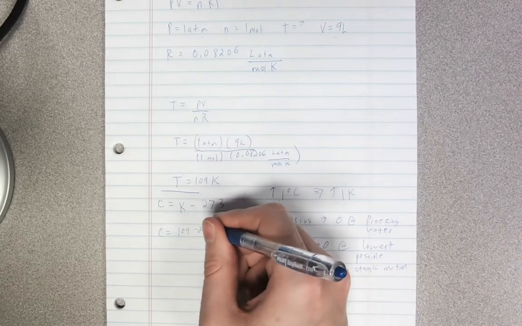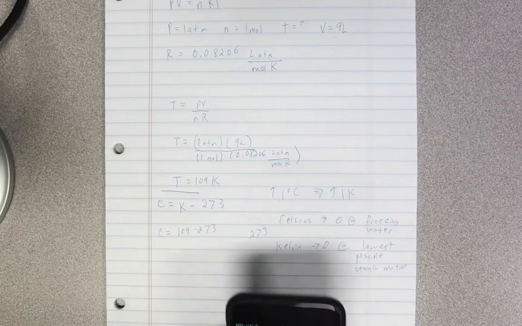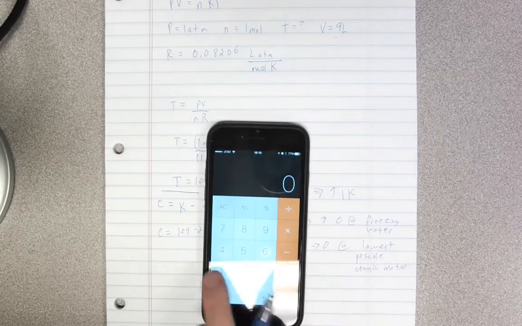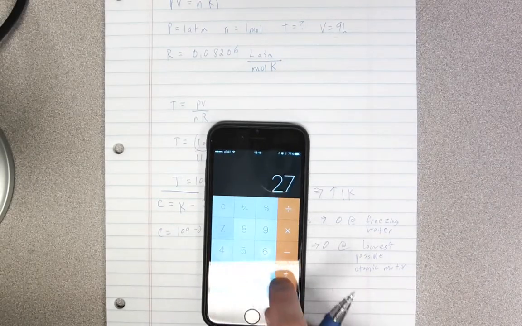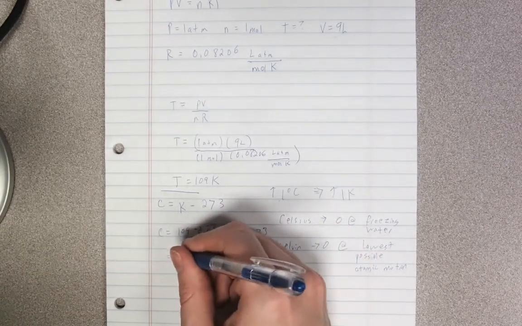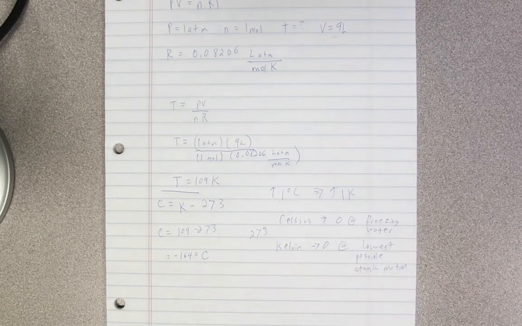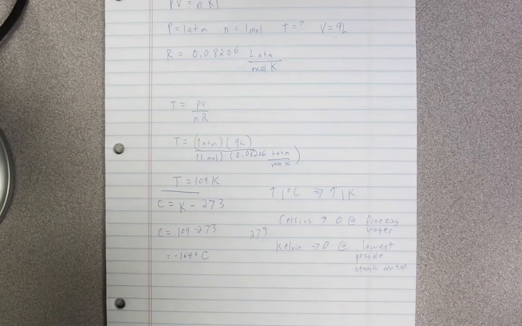109 minus 273. Grab my handy dandy calculator. I do 109 minus 273. I get negative 164 degrees Celsius. The Fahrenheit scale is a bit different. So Fahrenheit has not only a different 0, but it also has a different increment.